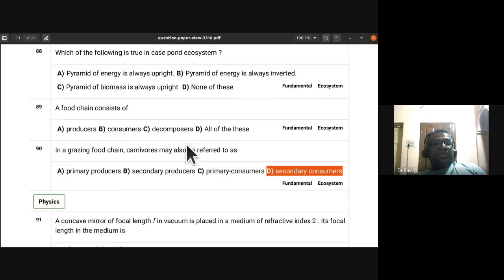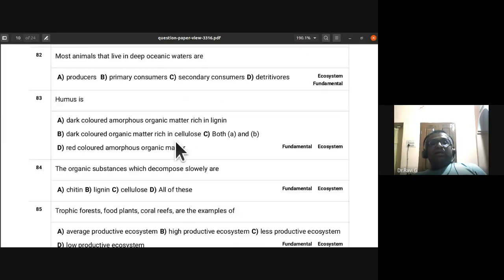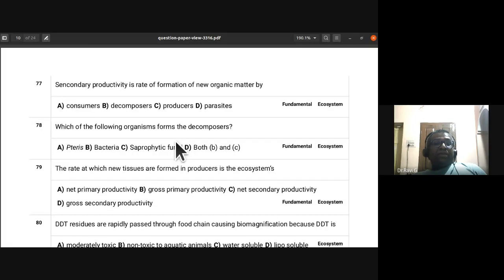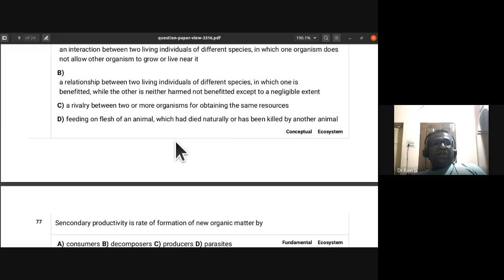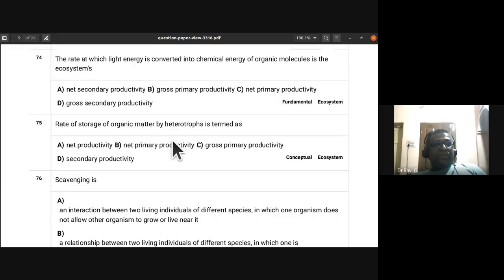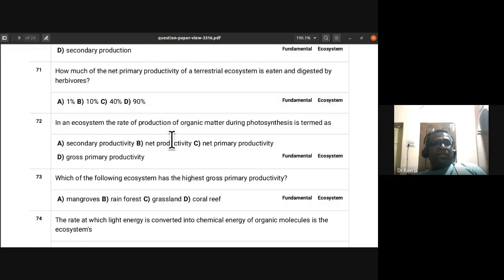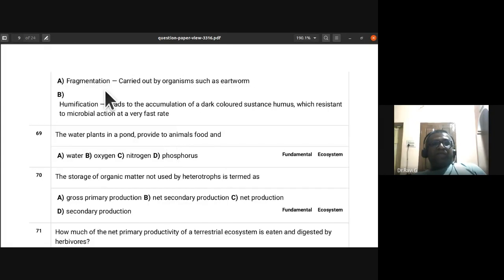Okay, that completes our discussion of this biology paper of the NEET weekly test part 5. There was some confusion regarding the humus part of it, wherein fragmentation is carried out by organisms such as earthworm. So there is a spelling mistake here. Humification leads to the accumulation of a dark colored substance, humus, which is resistant to microbial action.